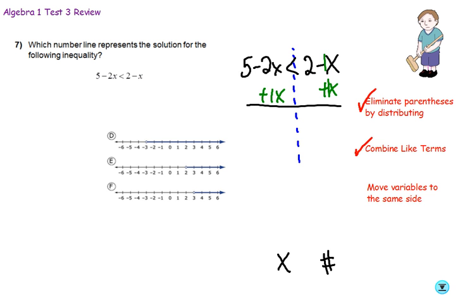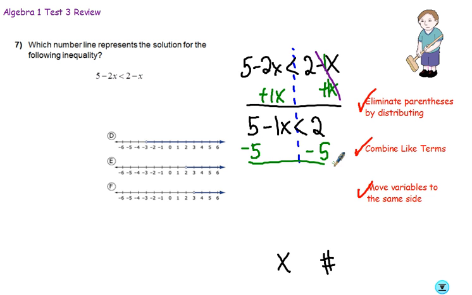So write that in if you tend to forget that. The negative 1 and positive 1, those two things cancel each other out. And we end up with 5 minus 1x less than positive 2. So I've got all the variables on the same side. Now I just need to solve for x. So I've got to get rid of that 5. So let's subtract 5 from both sides.